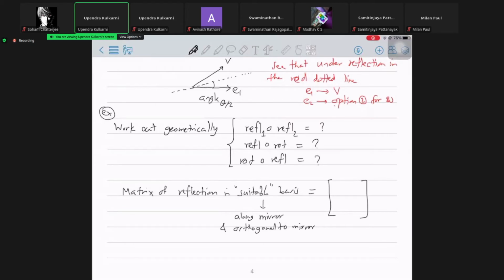So along the mirror, let's call it a different vector now. Let's call them U1 and U2. U2 is orthogonal to the mirror, so it will go to minus of itself. And what will U1 go to? A vector along the mirror, when I reflect in the mirror, it stays there. So this means that for reflections, the eigenvalues are 1 and -1.